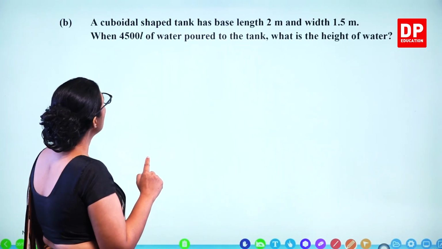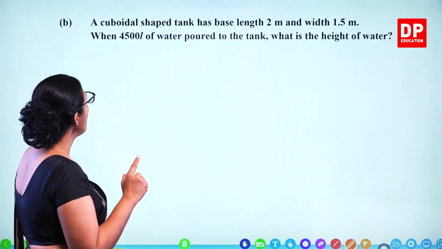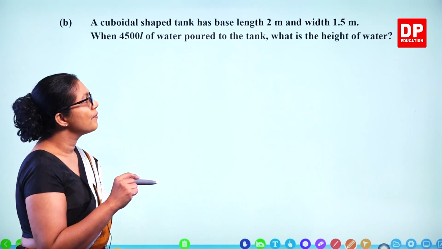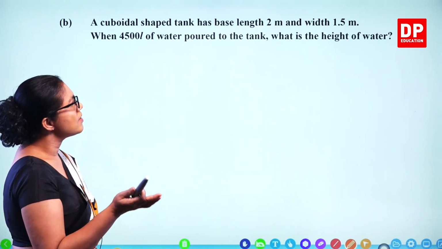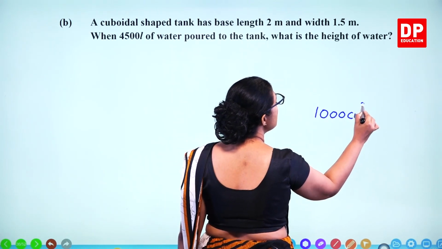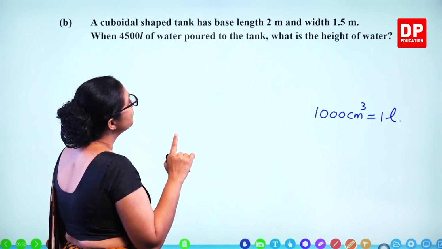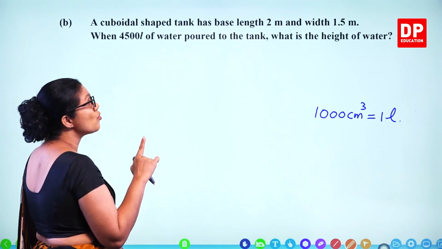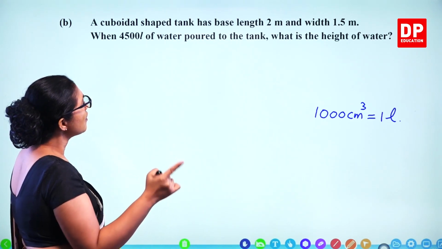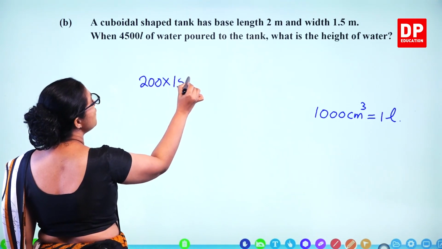Part B. A cuboidal shaped tank has base length 2 meters and width 1.5 meters. When 4,500 liters of water is poured into the tank, what is the height of water? So we need to convert this to centimeters because we know 1000 cubic centimeters is 1 liter. So here length is 200, width is 150. Convert to centimeters. So the volume becomes 200 into 150 into height.